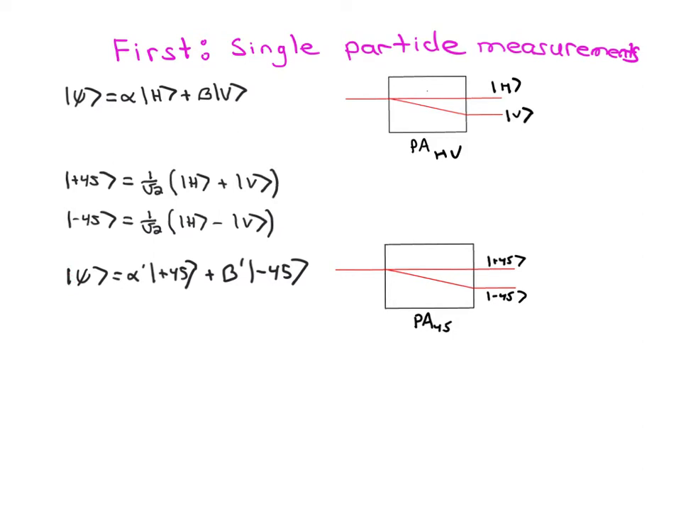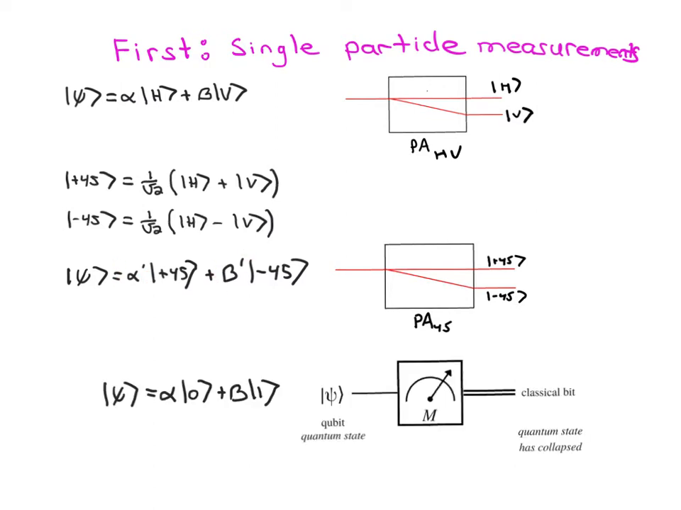You can express your quantum state as a linear combination of these new basis states, alpha prime plus 45 plus beta prime minus 45. You send the photon in, and you'll get a click on either plus 45 or minus 45, and the probability of each is determined by the magnitude of these coefficients squared. And these examples are given in terms of the specific example of a quantum particle being a photon polarization state.